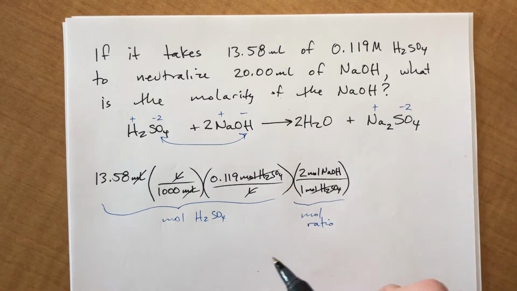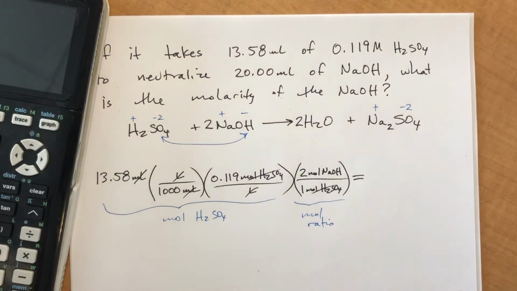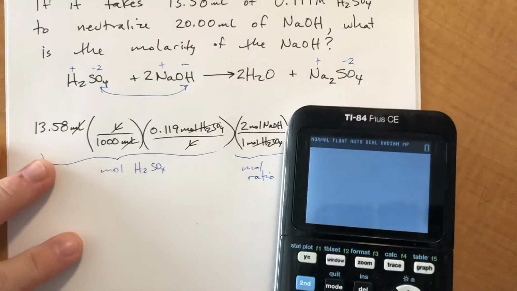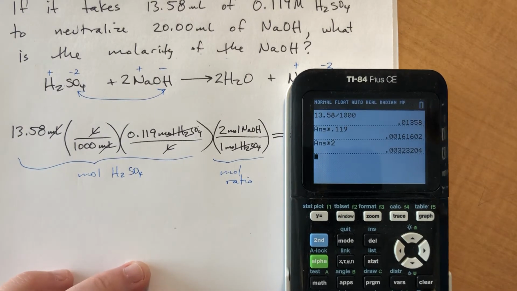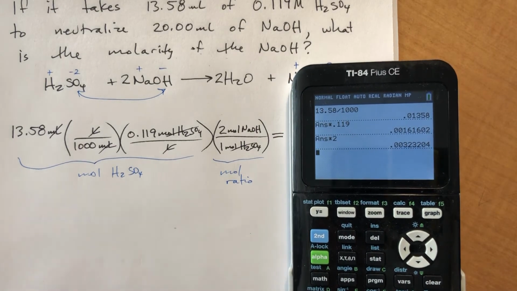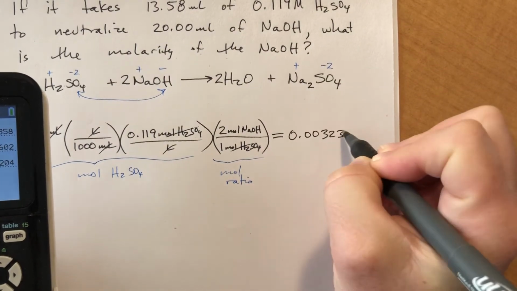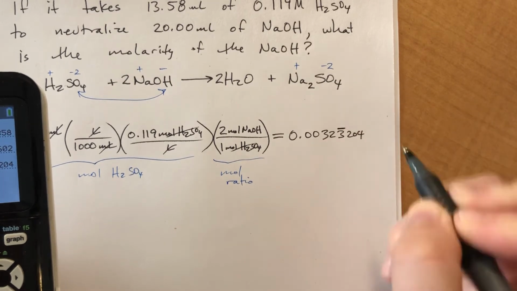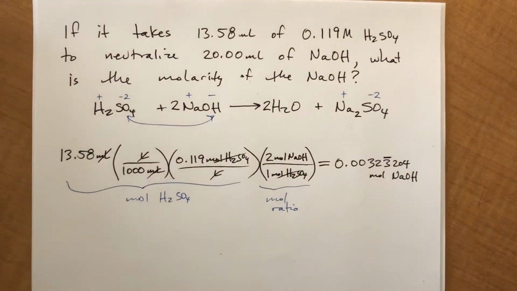To get molarity, we need moles per liter. Well, we're going to stop here because this will give us moles, and then we can divide it by the volume in liters. So, 13.58 divided by 1,000 times 0.119 times 2. I got a very small number, which is fine. 0.00323, I guess 3 sig figs, 0.00323 moles. I'm actually going to write all the other numbers, but that's where our sig figs end. And that's how many moles of NaOH were in this process.